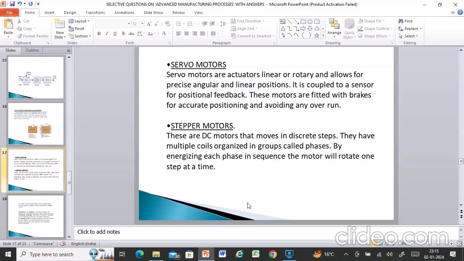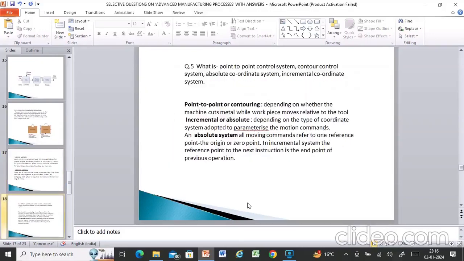operator side. Stepper motors are DC motors that move in discrete states, like indexing. You have learned in gear manufacturing. This makes discrete movement. The servo motor moves continuously. The stepper motor moves in discrete states. There are multiple coils organized in groups called phases. By energizing each phase, in sequence, the motor will rotate one step at a time.